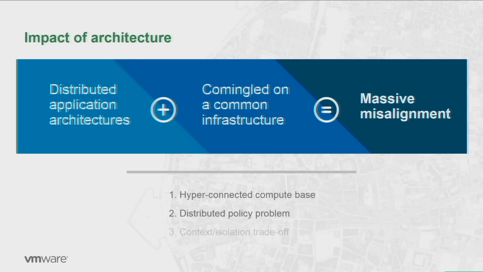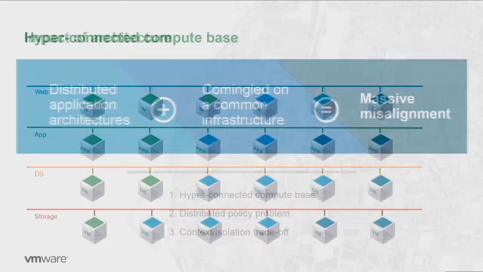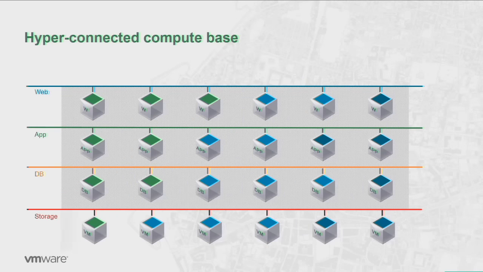And it leverages the fact that in our data center, we have this hyper-connected computing base. We have a massive distributed policy problem as a result, and we also are forced to continually make a context isolation trade-off based on where we're placing security controls. And let me give examples of each.